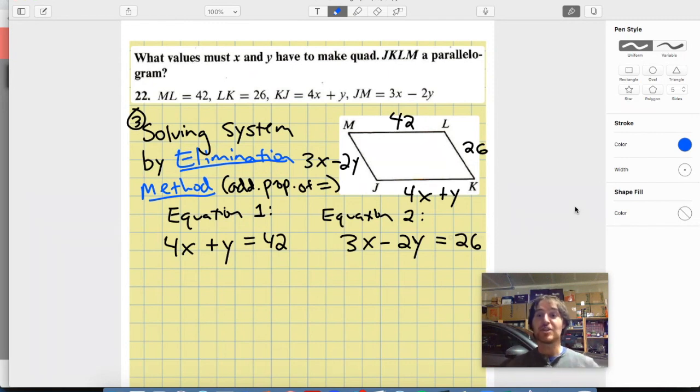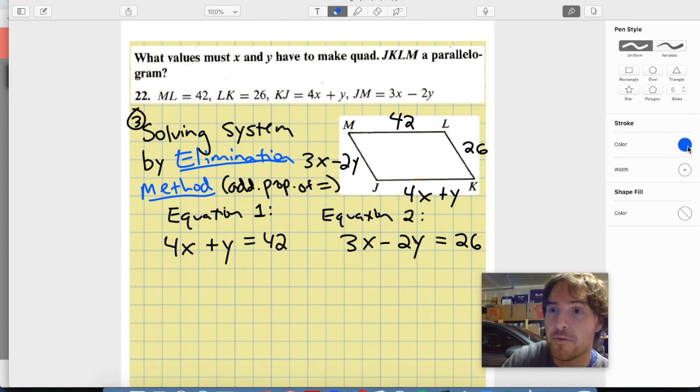So the elimination method is where you use the addition property of equality to solve. If you've done it before, it involves adding one equation to the other equation. That's it, adding one equation to the other equation. And if you've done this before and kind of remember it, the idea is you add the equations together and that eliminates one of the variables.